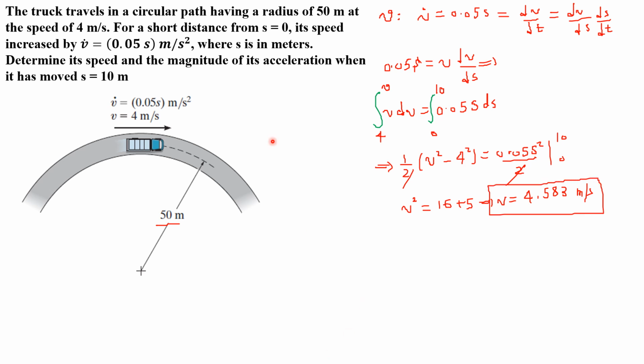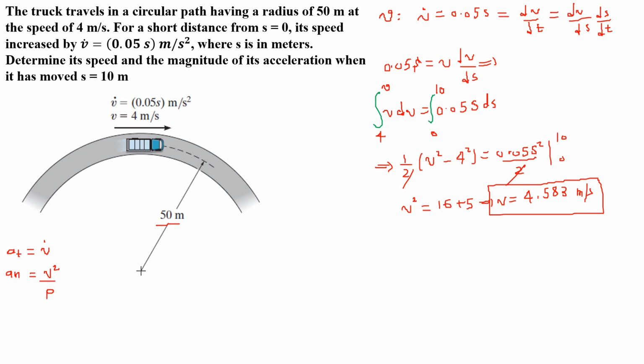Okay, now for the acceleration, we want to find the magnitude of the acceleration. When we have an object moving on a curve, the acceleration will have two components. We have the at, the tangential acceleration, and we have the an, the normal acceleration. at simply is just v dot, right? And an is simply v square over rho. Rho here, this is the symbol we use in dynamics, is the radius of curvature, right? So it is just 50.